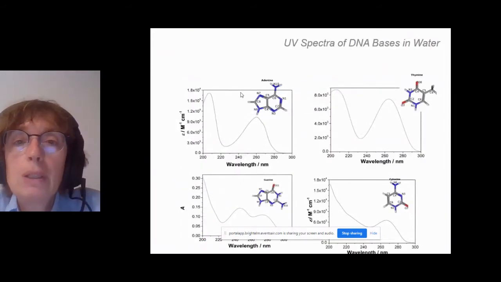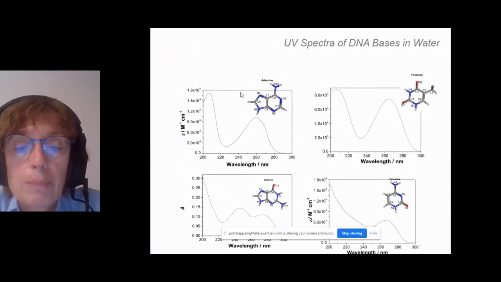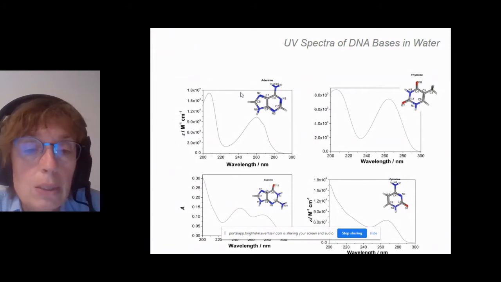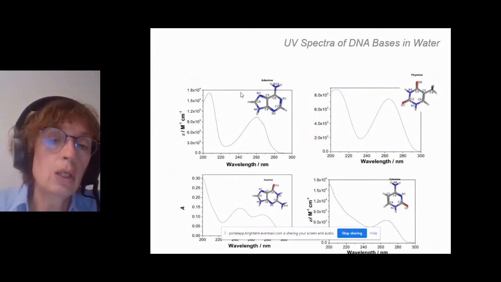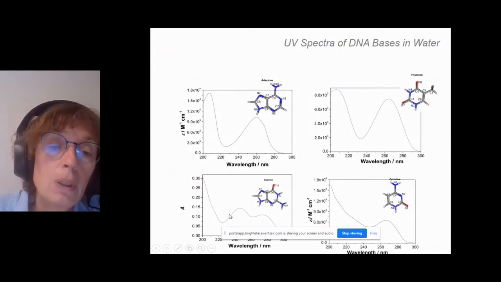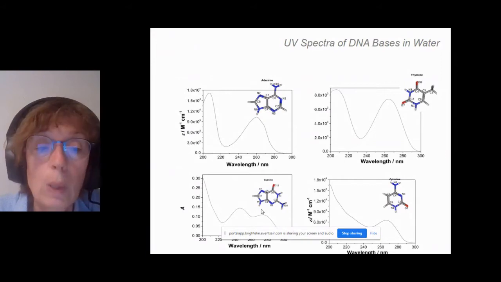Okay, we start here with UV spectra of DNA bases in water. You can see that all four bases absorb in the range between 290 and 210 nanometers. All but guanine in this range have a single very broad peak, while guanine has two peaks. But as you can also see, the spectrum of guanine is quite difficult because the molecule is not soluble in water, and the shape of the spectrum depends on the time when it is taken, how fresh the suspension of guanine in water is.